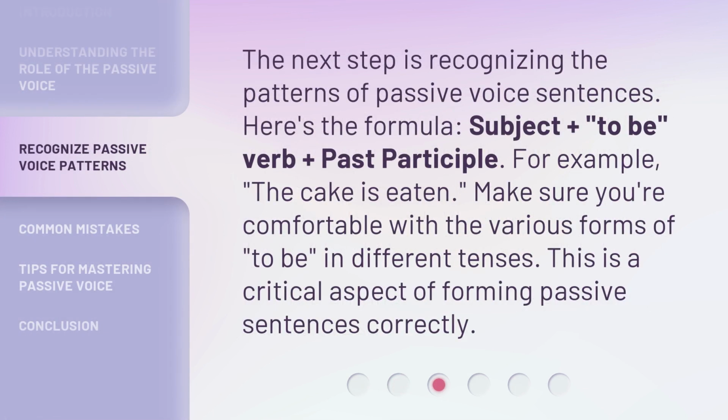The next step is recognizing the patterns of passive voice sentences. Here's the formula: subject plus to be, verb plus past participle. For example, the cake is eaten. Make sure you're comfortable with the various forms of to be in different tenses. This is a critical aspect of forming passive sentences correctly.